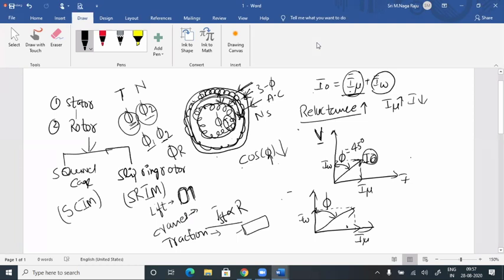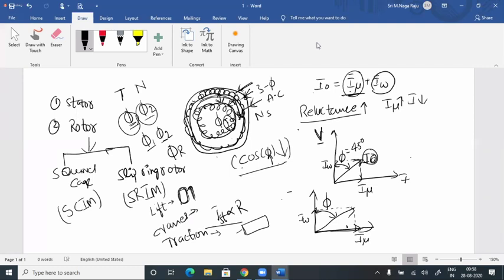Yes, sir. Okay. So why is phi increased? Because the magnitude of the I mu is increased. So phi will increase. So if you have more air gap, the power factor is less. Power factor should not be less. Why? What happens if the power factor is less?